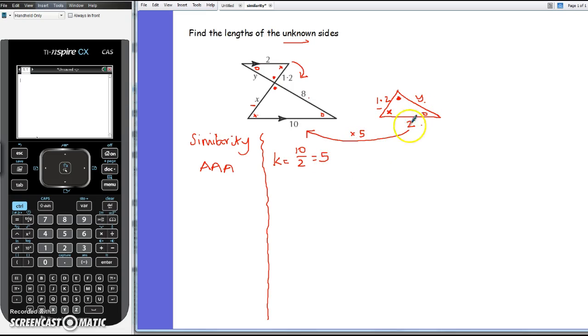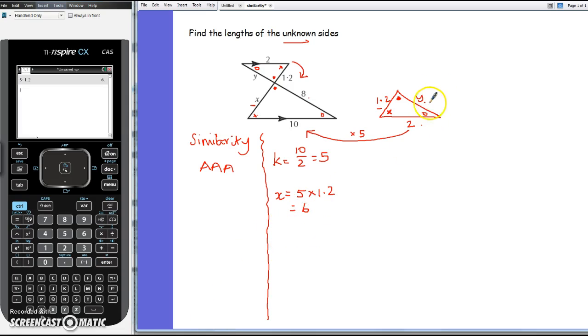Scale factor is 5, so I know that this triangle here, this big one, is 5 times the size of that. So if I wanted to now find x, I know that x is just going to be 5 times 1.2. On your calculator, you would do 5 times 1.2. I know that my length of x is 6.